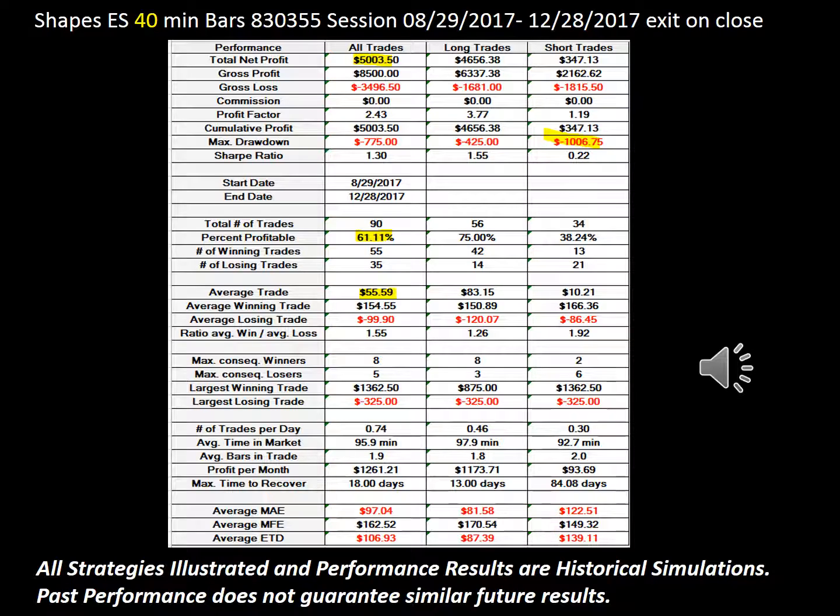You've got a 40-minute bar. Ninja can optimize for a certain length of bar over this track record. You're making 61%. Average trade size is $55, and the drawdown's about 1,006. So that's the way that one looks.